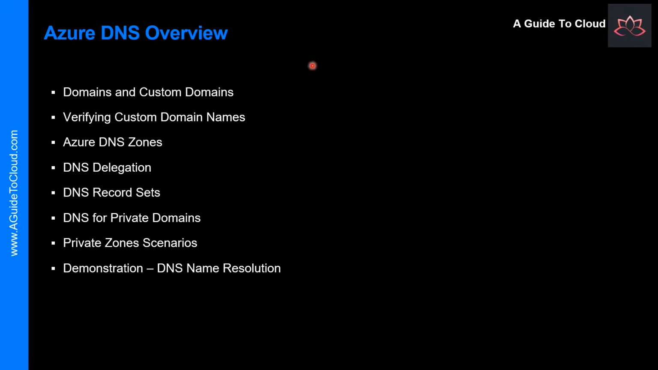Let's have a high-level look into what we are going to learn in this video. We're going to talk about domains and custom domains, how you can verify these custom domain names, what an Azure DNS zone is, how you can delegate these DNS zones, and what the record sets within Azure DNS are. Then we will talk about private domains and a couple of other scenarios where you could use private domains.